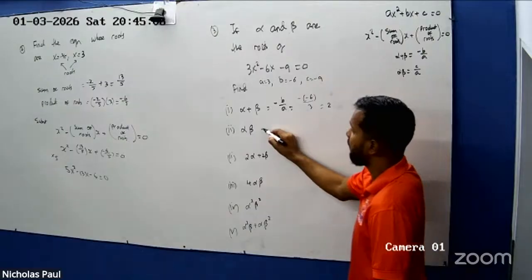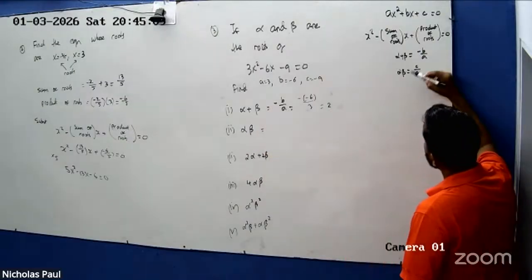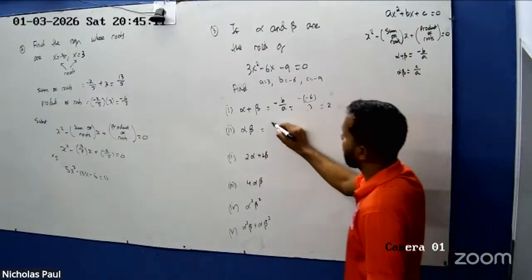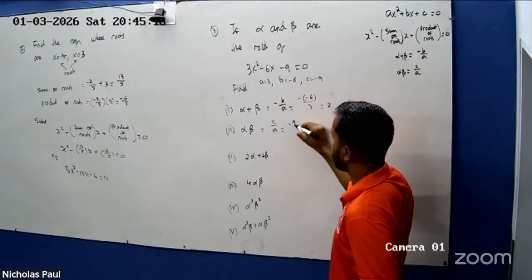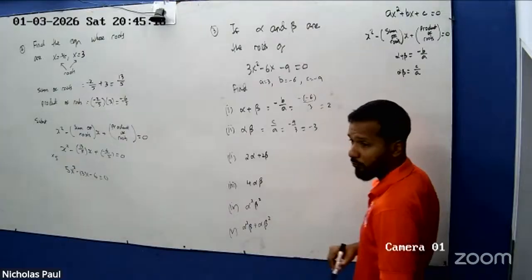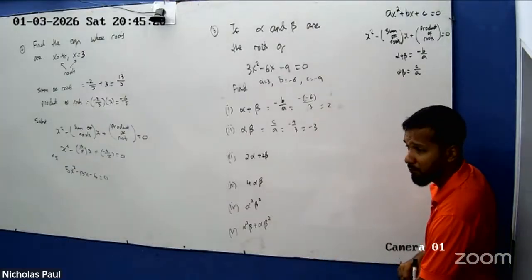What is alpha beta? Alpha beta is c on a, so that'll be minus 9 on 3. Everybody clear on that? Yeah?